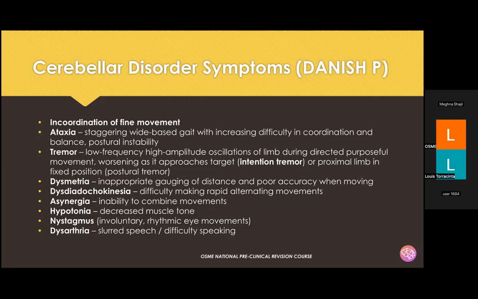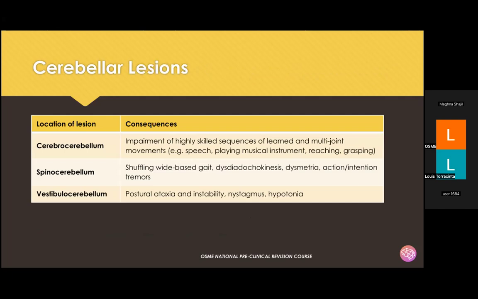Okay, so there's a classic mnemonic, DANISH pastry, which is the 7 things that you might see in a person with cerebellar problems, and it's worth remembering the few signs. And there's different locations of the lesions. So obviously the cerebrocerebellum, impairment of highly skilled sequences; spinocerebellum, shuffling gait; and vestibulocerebellum, they'll have postural ataxia, they'll have nystagmus. That's because of those different parts of the cerebellum, which you can review.